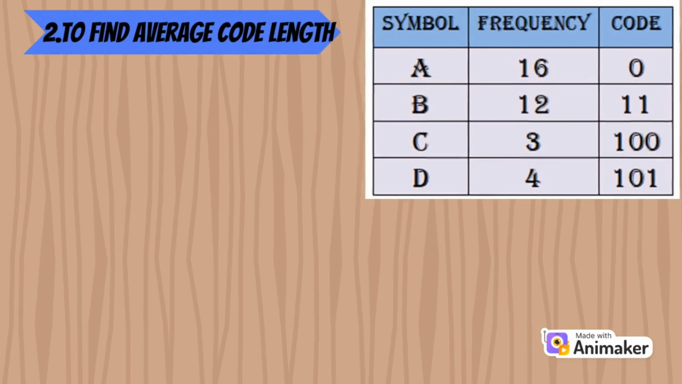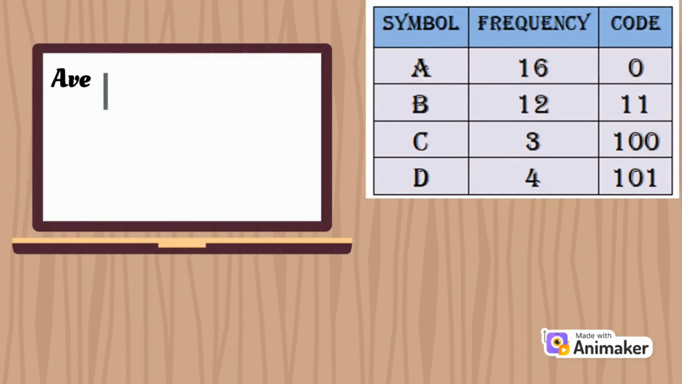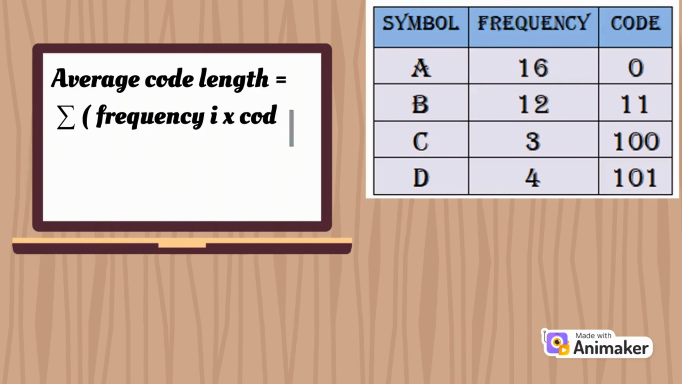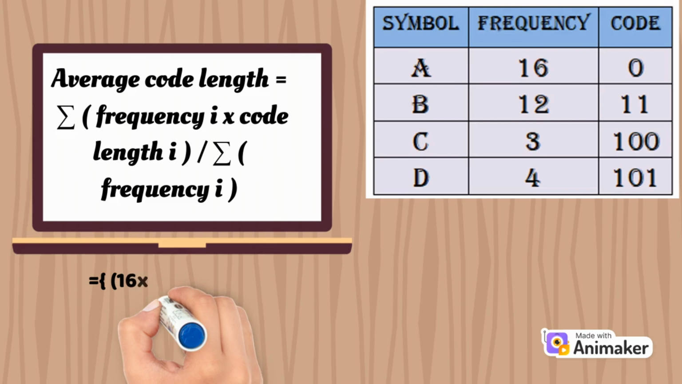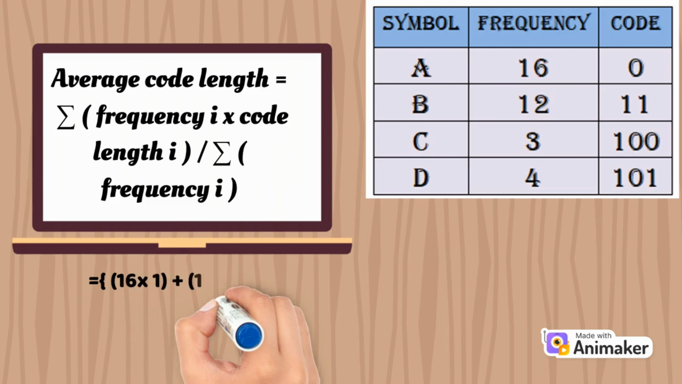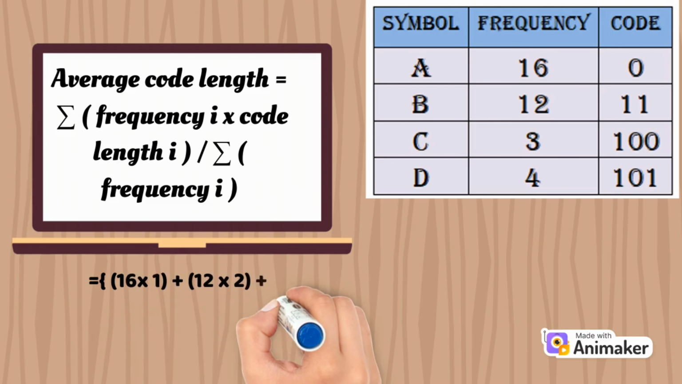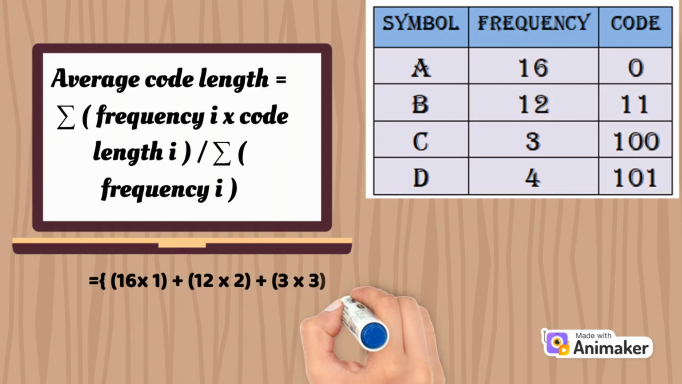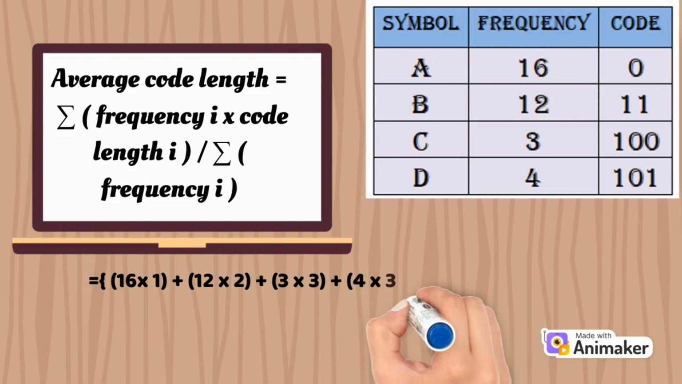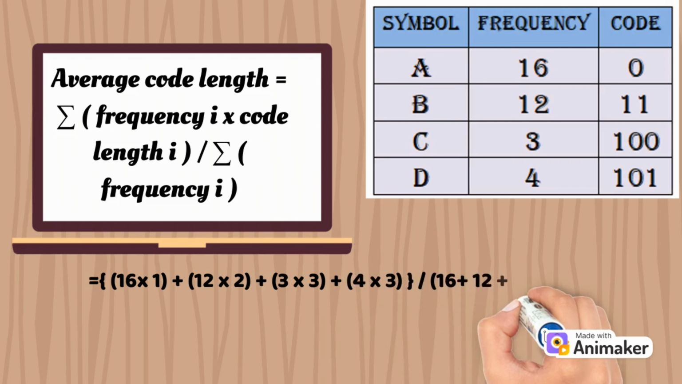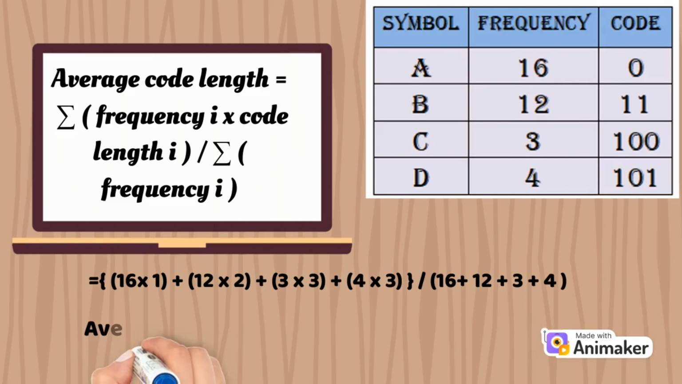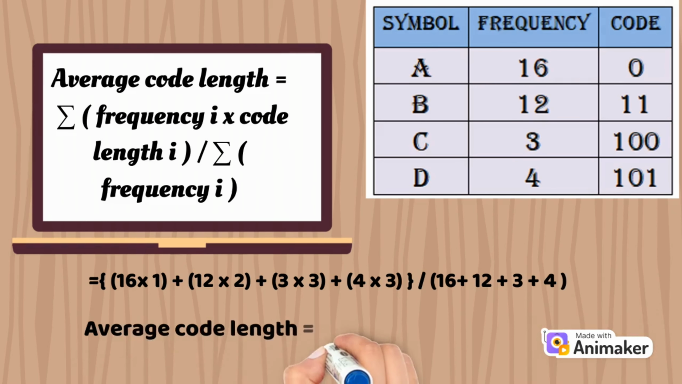In order to find the average code length value, we use the formula given below. That is, the sum of frequency i multiplied by code length i, divided by the sum of frequency i. For frequency, we take the frequencies of symbols A, B, C, and D, that is 16, 12, 3, and 4. And for code length, we take the number of bits, that is, 0 means 1, 11 means 2, 100 means 3, and 101 means 3. By multiplying and dividing the values, we will get the average code length value.